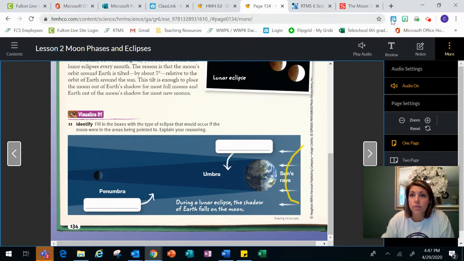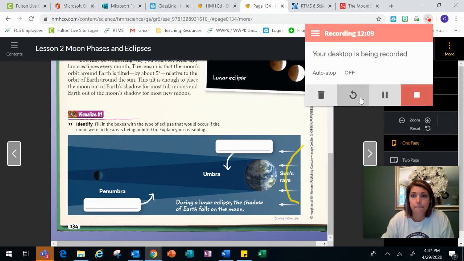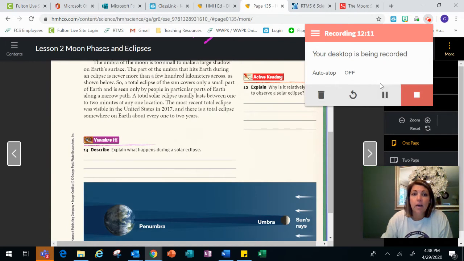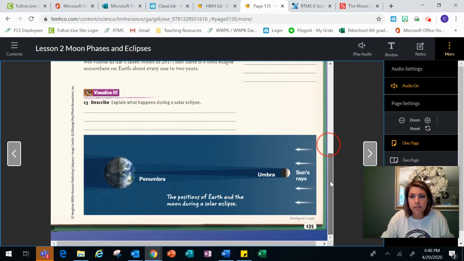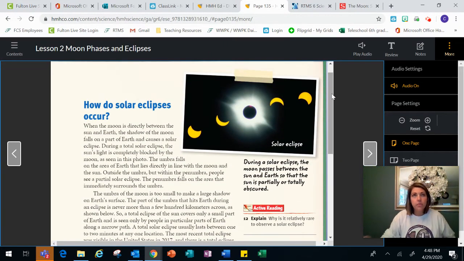Let's go ahead and talk about a solar eclipse. Okay, here we are. What page is this? Page 135, talking about solar eclipses. So now a solar eclipse happens during a new moon. And I always remember this because if you're going to see a lunar eclipse, you're going to see the moon, so you would see it full. A solar eclipse happens during new moon. You see solar eclipses during the day because the sun has to be shining.